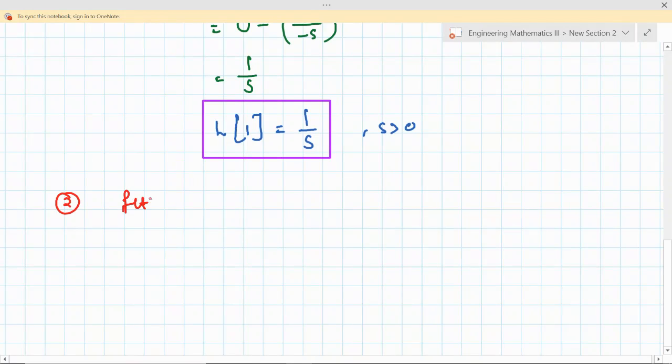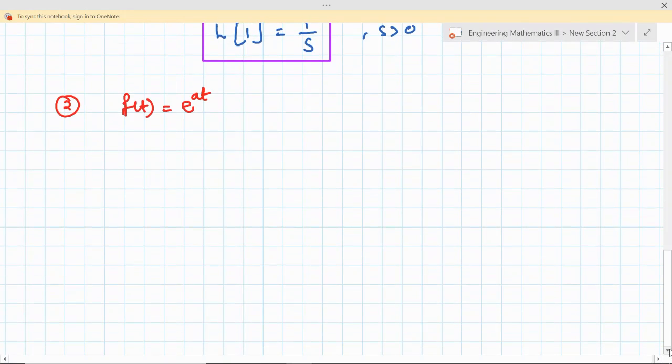Suppose my function is f of t equal to e raised to at. What is the Laplace transform of this function? The Laplace transform of e raised to at is found by again using the definition. What is the definition? Laplace transform of f of t is equal to integration 0 to infinity e raised to minus st into f of t dt. Replace the value of f of t as e raised to at.